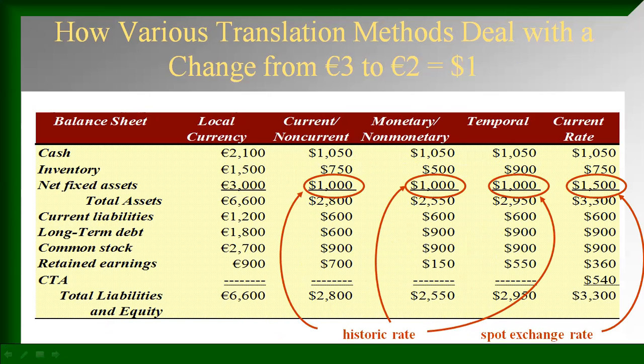We will talk about the historical rate. Historically it is $1,000, $1,000, $1,000. At the spot exchange rate it is $1,500. At the spot exchange rate the currency exchange rate might have increased, so that is the only reason it became $1,500.